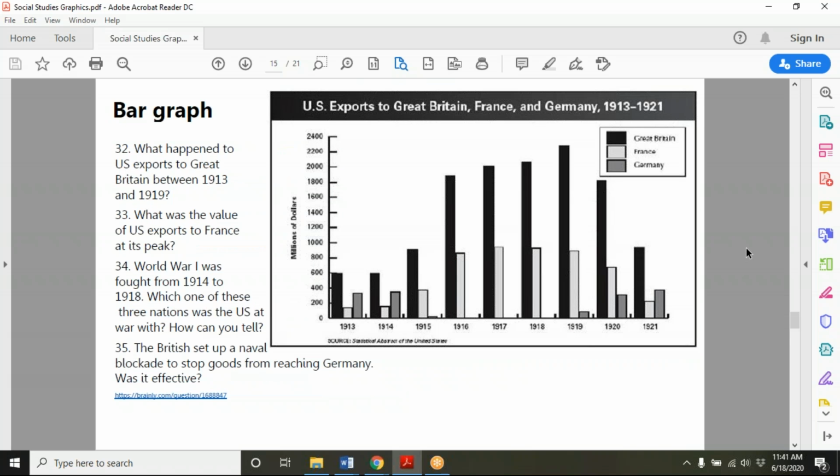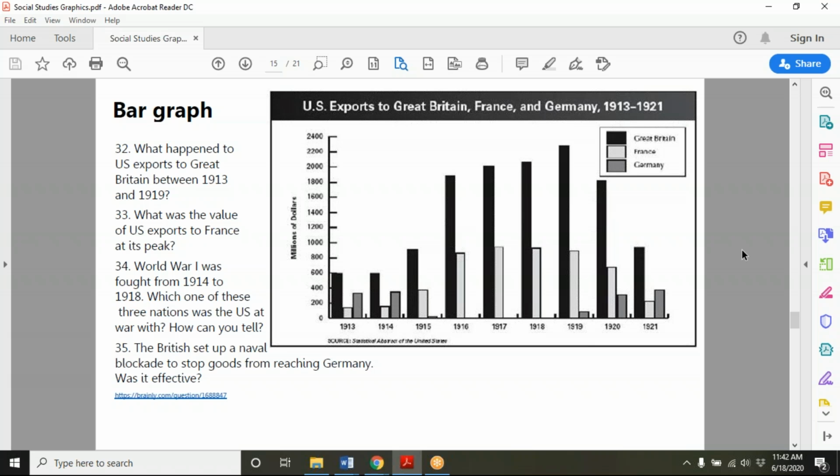Here's a bar graph. The title is U.S. exports to Great Britain, France, and Germany, 1913 to 1921. Do we know what might be happening? What is happening between Great Britain, France, and Germany in 1913 to 1921? World War One. Yeah. They don't tell us that, but that's good to know, right?